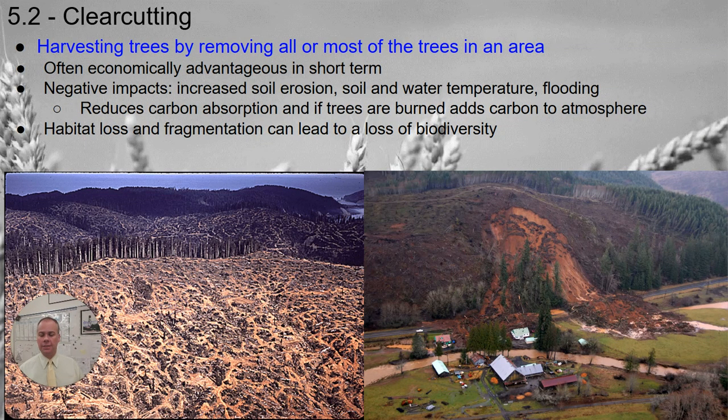And obviously, besides these impacts, it fragments the habitat and divides it up into smaller sections. It reduces habitat, which can result in a loss of biodiversity for organisms that use that forested land as their habitat.